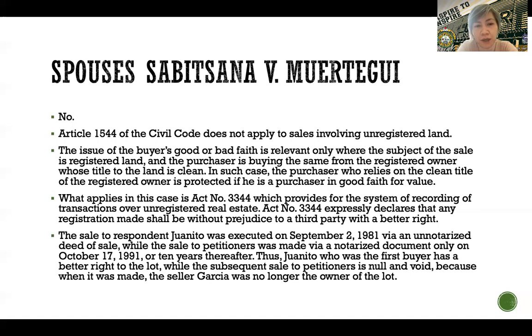So si C, siya may nakapalit, was able to register the certificate of sale by the sheriff and certificate of final sale. C thereafter sold the property to D, who then sued B to recover the property. So who has a better right? B or D? So B here has a better right to the property than D.